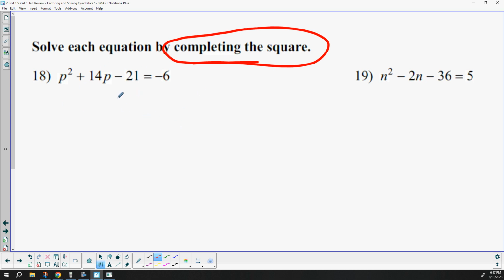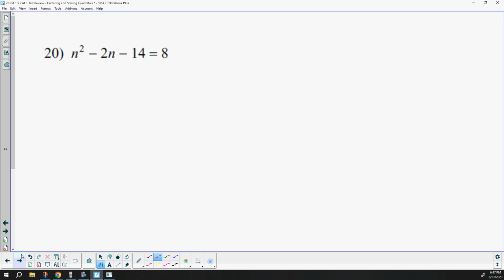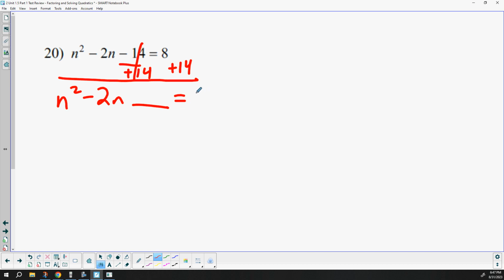We'll do 20. So, completing the square, we got to make some space. So, n squared minus 2n. We're going to add 14 to both sides. So, those guys can cancel. Have our space. 8 plus 14 is 22. Yep. All right, remember, we got to take that negative 2, divided by 2, we get a negative 1. Take that negative 1, square it, so we can get our 1.